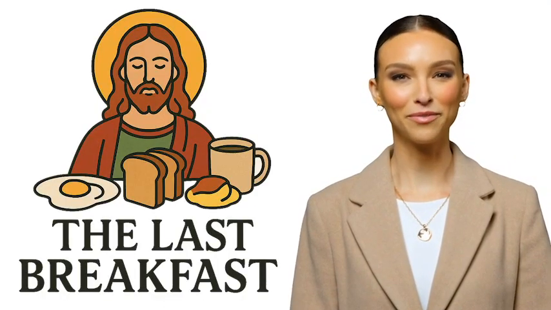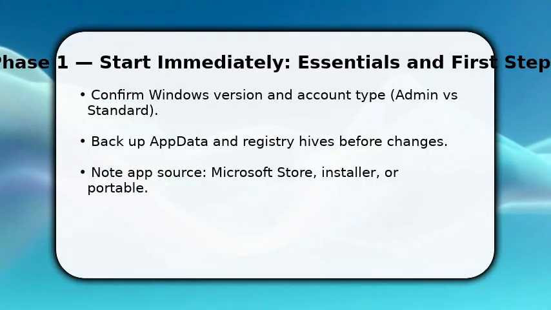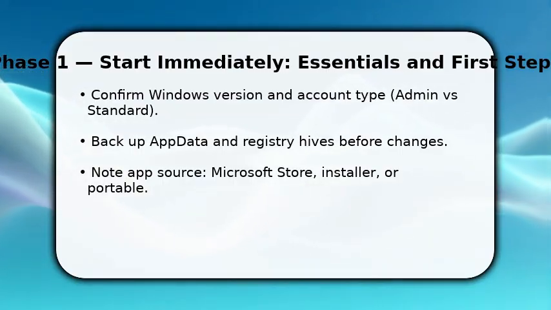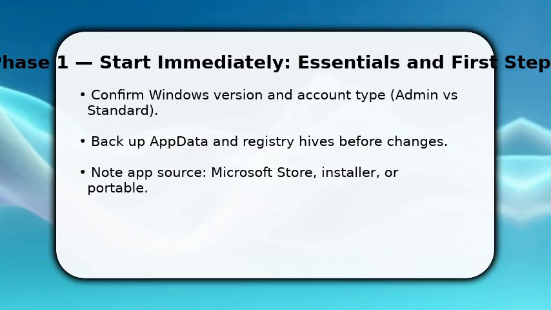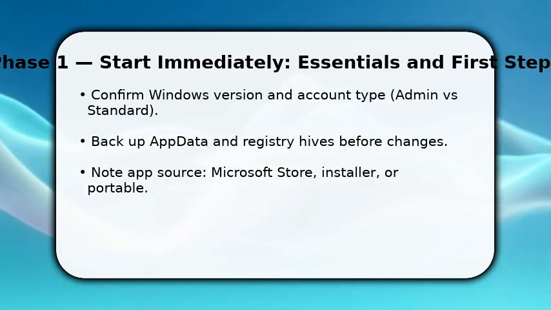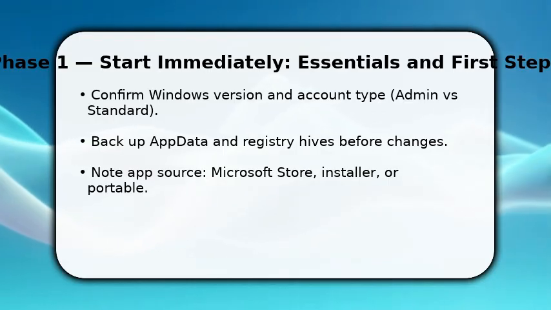Please enjoy the video. You begin by confirming you have administrator rights and the exact Windows build. This matters because system tools vary by version. Once done, back up app data folders and export registry hives to avoid data loss.